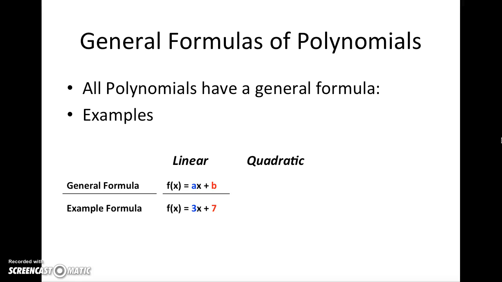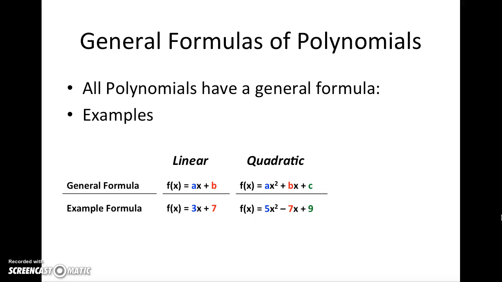For a quadratic, you may have seen this before, the general formula is f of x equals ax squared plus bx plus c, where a is the coefficient in front of x squared, b is the coefficient in front of x, and c is the constant at the end. So in this example, a is 5, b is -7, and c is 9.